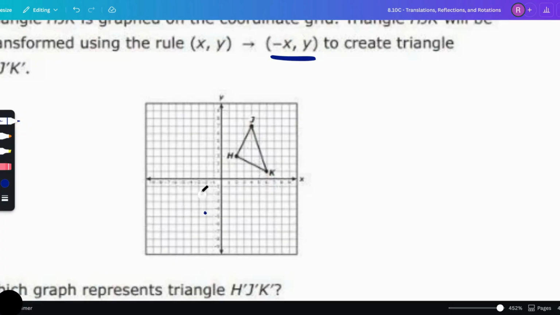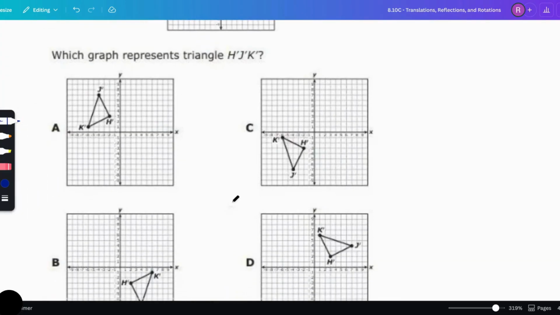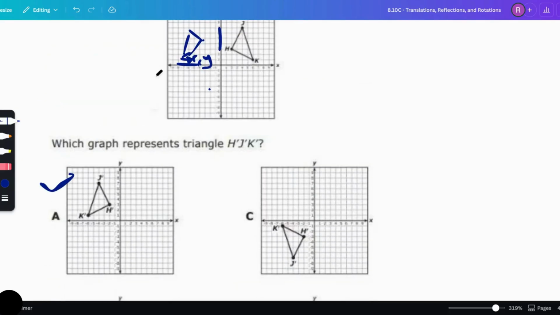X is negative here, and this is y, positive y. So that means when we transform this, it becomes something like this. It stays where we have negative x and then positive y. So let's look at the options that we have. Negative x. So for this one, option A, it will change like that. It will become negative x, and y is positive, and this is where it is.